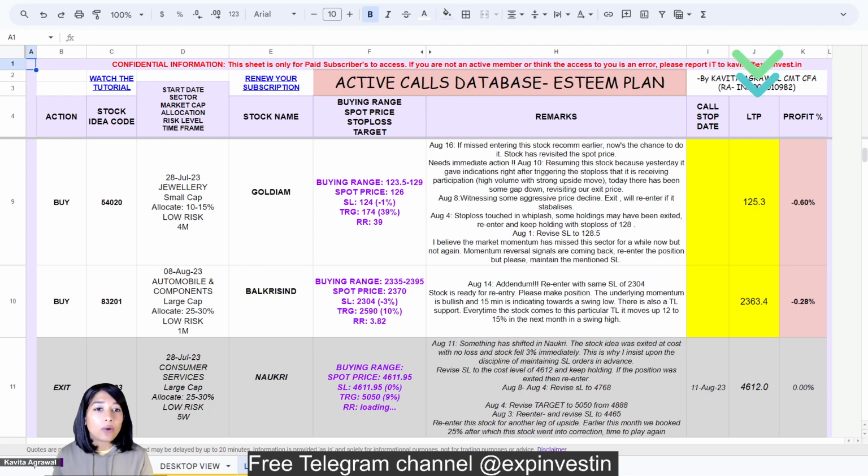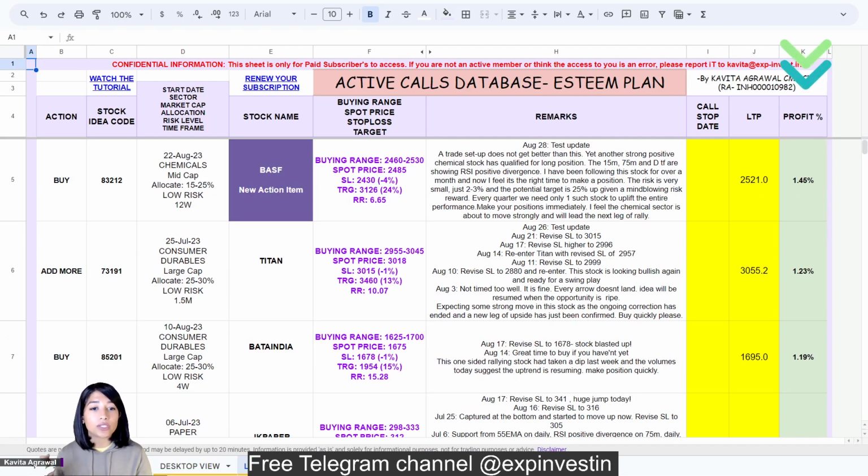Now, next one is profit percentage, which is simply the difference between the spot price and the last traded price. So since the stock was given, how much the stock has moved is identified by way of the profit percentage. Now, coming back to the stop loss and the target.